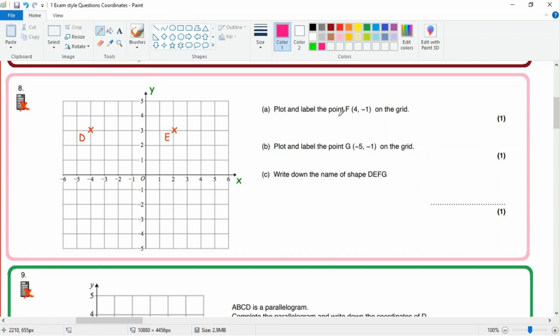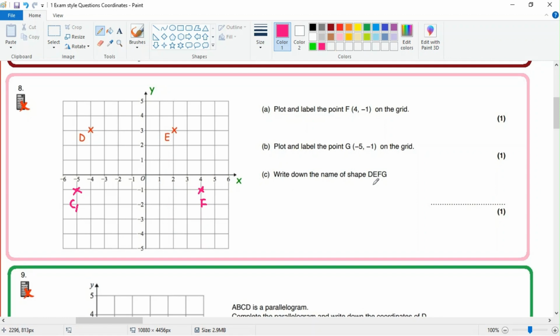Now plot and label point F as 4, minus 1. 4 is here and minus 1 is here. So this is the point we are talking about. And this point is called F. Plot and label the point minus 5, minus 1. Minus 5 and minus 1 is here. This is point G we are talking about.